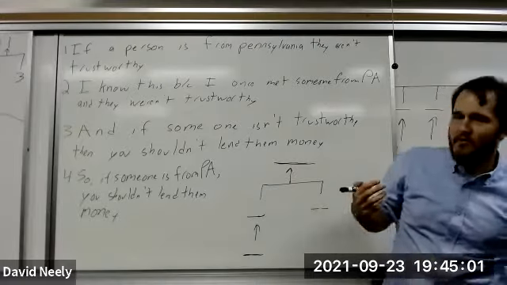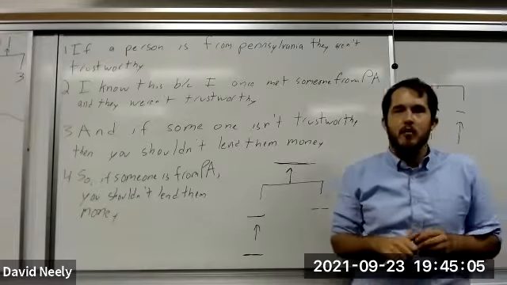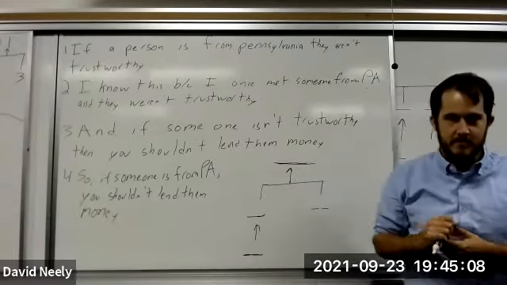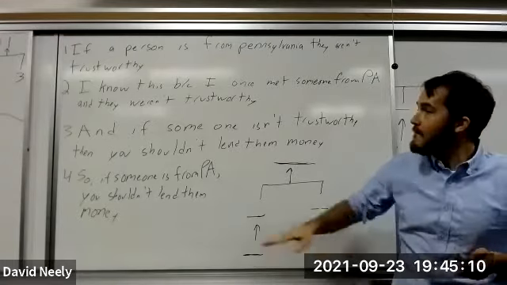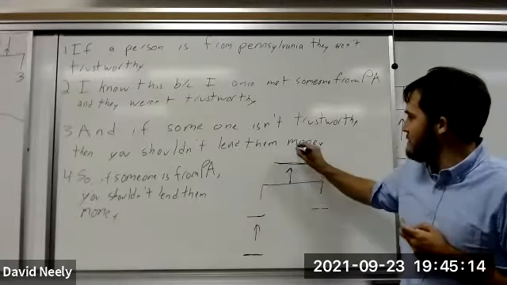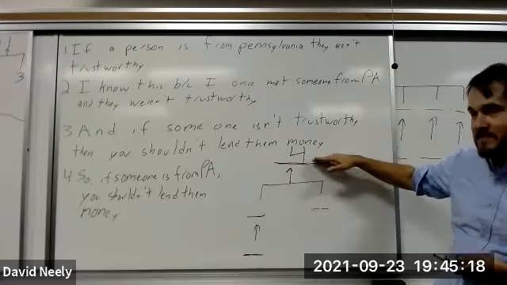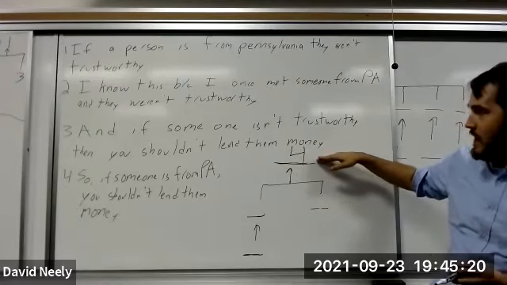What would be the main thing if someone were to say all four of these sentences? What would be the main takeaway that they were trying to get across? 4 is the conclusion. Yeah, 4 is the conclusion. So if someone's from Pennsylvania, you shouldn't lend them money. That's 4. That is our main conclusion. It goes up here because that's where the conclusion goes, the very tippy top.